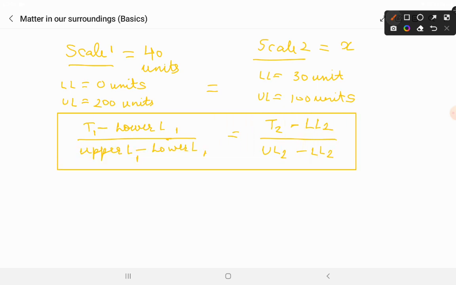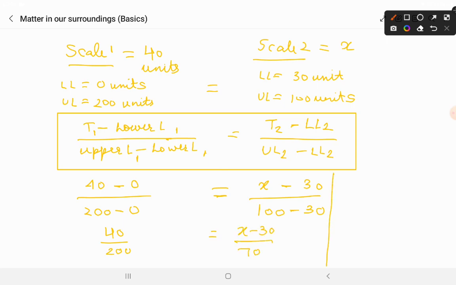Now after learning this step, what we are going to do is, now we are going to substitute the values. What is T1? T1 is given to us 40 units. We are going to put that minus lower limit of this scale is 0 upon upper limit is 200 minus lower limit is 0. Equalize it over here. Here we have T2. T2 is, we have to find out that it is x minus lower limit is 30 upon upper limit is 100 minus lower limit 30. Solve this. What do you get here? Here you get 40 upon 200, and here you get x minus 30 upon 70, which shows that what you need to do is you have to again solve this further.